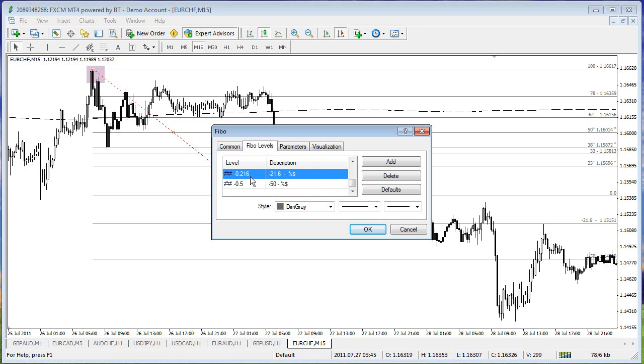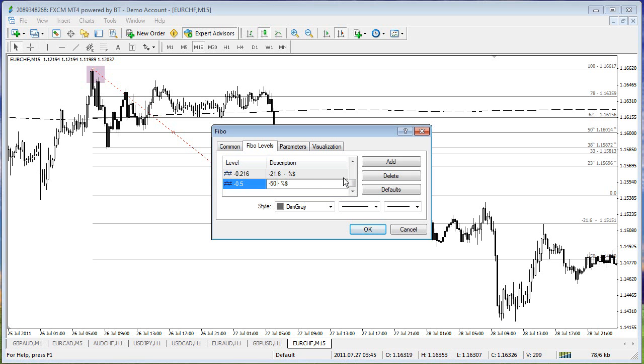The first is a negative 21% level. We get that level by typing into MetaTrader in the level area a negative sign 0.216, and then in the description the negative sign 21.6 dash $. And then below that we want a negative 0.5 and then a negative 50 dash $.